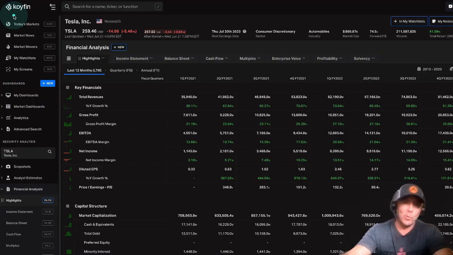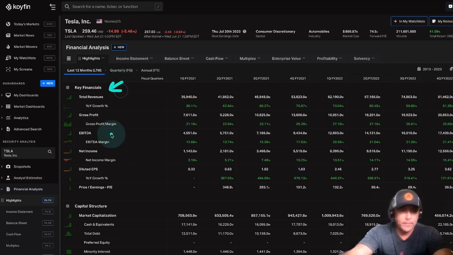I want to share with you a cool website. The website is called Koyfin. Tesla right here. And then this is the financials right here. So a couple things we can dig into are the key financials, the capital structure, and then the cash flow analysis. And the tab I want to look at, we're just looking at the highlights. But if somebody wanted to drill down, you can see the income statement, the balance sheet, the cash flow, the multiples, the enterprise value, profitability, and solvency.